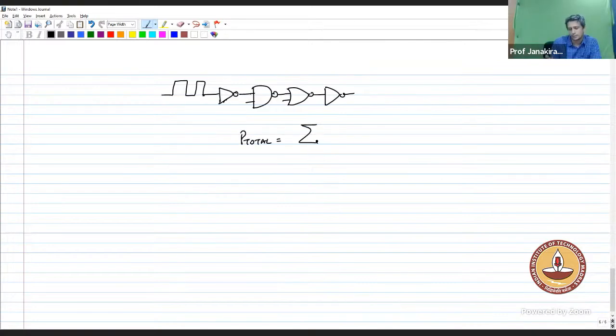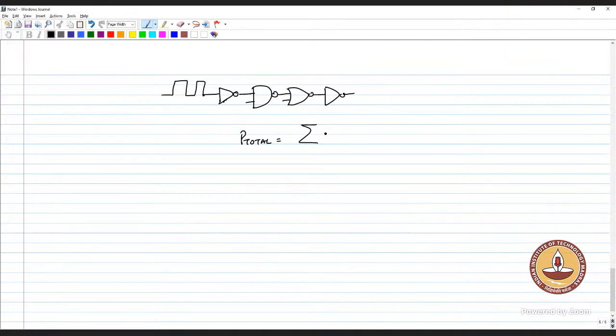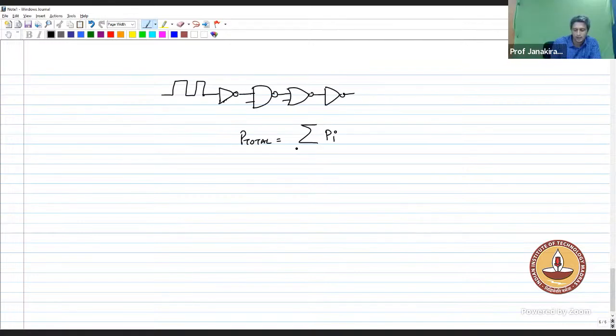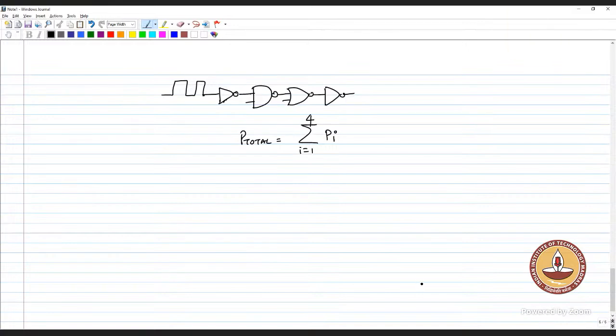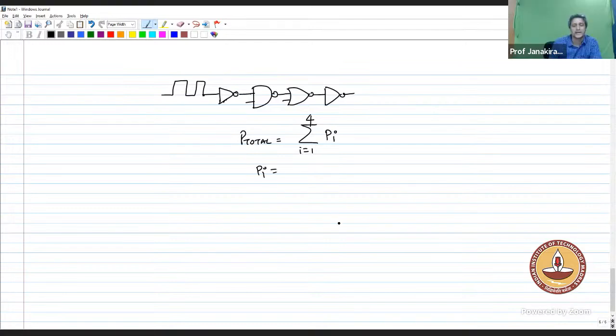Anyway, let me just explain it here. What is the total dynamic power of this? The summation of all, just the sum of individual powers, correct? What is the individual power P_i? It is the individual activity factor into C_i, alpha C V_DD squared into F, where F is whatever the input frequency is. Is that right?